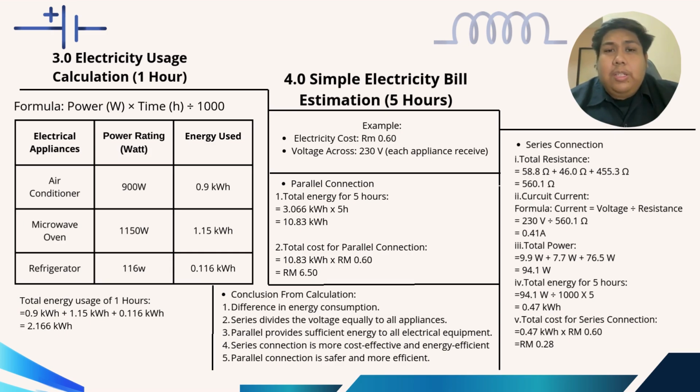The conclusion from the calculation is that the series is lower than the parallel connection because the series divides the voltage equally, but the parallel supplies full energy to all the equipment.